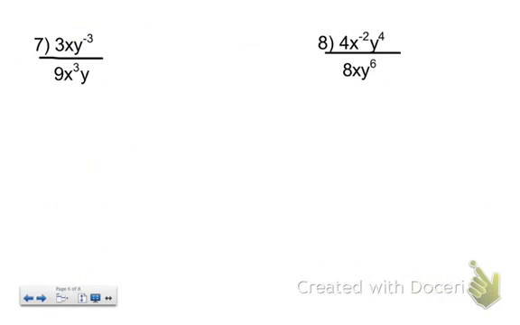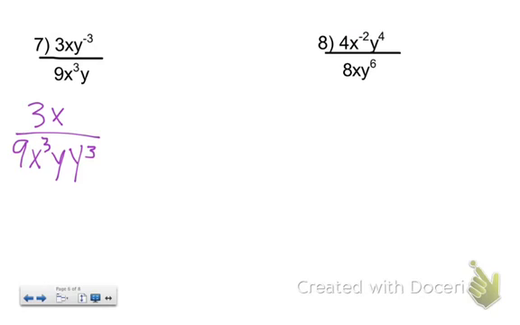Okay, 2 more examples. Number 7. First thing again, get rid of that negative exponent. So I have 3xy to the negative 3 over 9x cubed times y. So I'm just going to go ahead and do the negative exponent first. So 3x over 9x cubed y, and then I'm going to have a y cubed in the denominator.